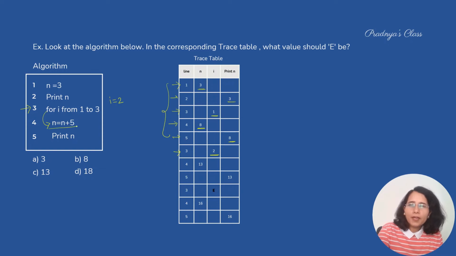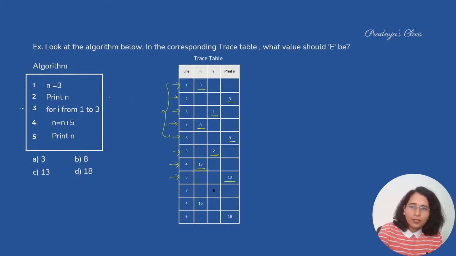The value of n is getting incremented by 5. So the previous value of n we got was 8. So 8 plus 5 should be 13. So look at the line number 4. We got 13 here correctly. Now we have to print the value of n, so we have to print 13 actually. So this is line number 5 and we are printing 13. So till now we are getting all the values perfectly. Now again this 3, 4, 5 will get executed for I equal to 3.